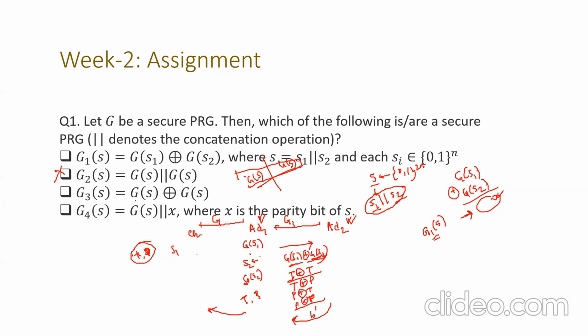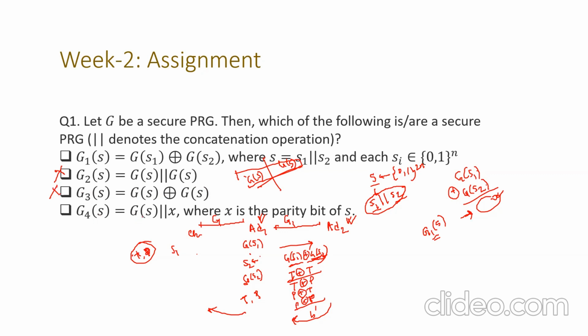G3 also will not be secure. Why? Because clearly the output of G3 is nothing but a string of all zeros, because G of S is XORed with G of S. The same string is getting XORed with itself, which gives a string of all zeros. So clearly that is not a truly random output. It is distinguishable from a truly random string. So G3 is also not secure.